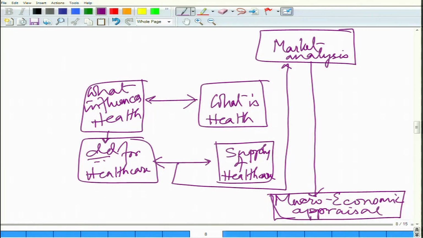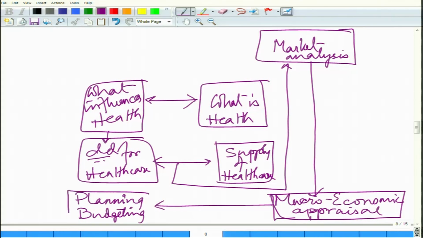When we do a macroeconomic appraisal, then it leads to planning or budgeting. Now the amount of money the government will provide to the states of Bihar, Orissa, Jharkhand, UP, Chhattisgarh to work on undernutrition, the same money probably they will not give to states like Kerala or Punjab. There they may look at other diseases which are basically non-communicable diseases, cardiovascular diseases, the diabetic problems, hypertension.